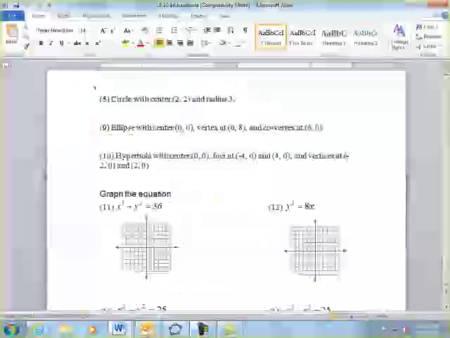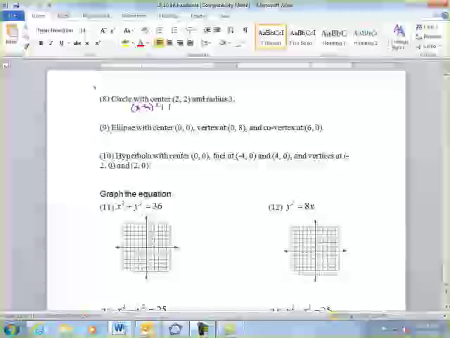Number 8 is a circle again. So we'll start with our base equation from the chart. What are h and k in this problem? They're both 2. Remember, it goes alphabetical, so h refers to the x and k refers to the y. They happen to be the same in this problem, so it doesn't make a difference. But make sure that your h is with x and your k with y.